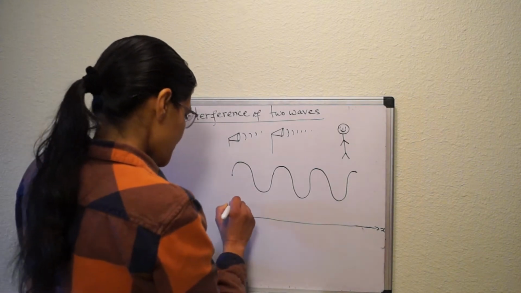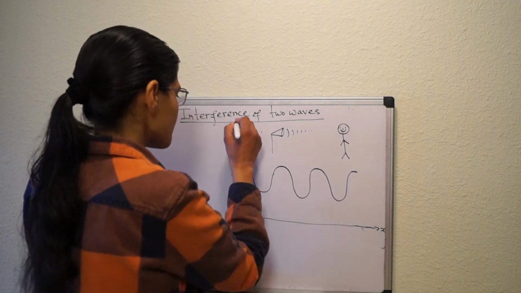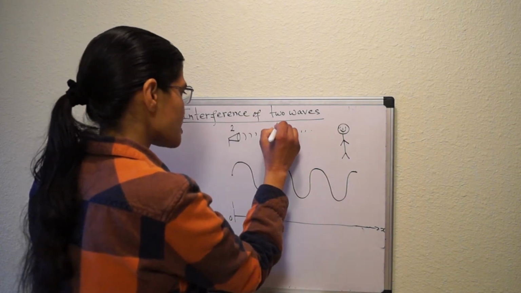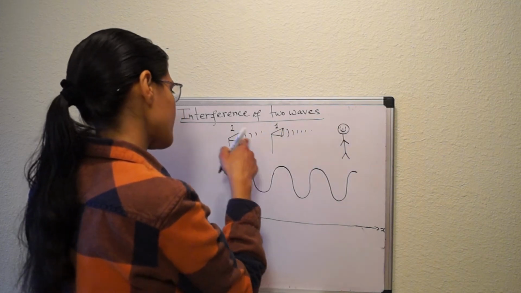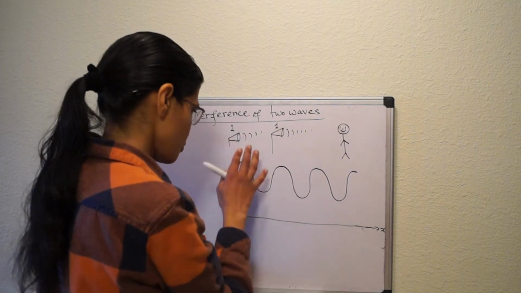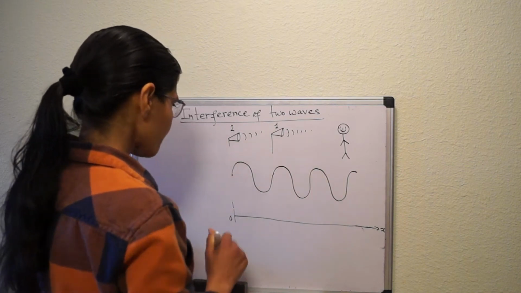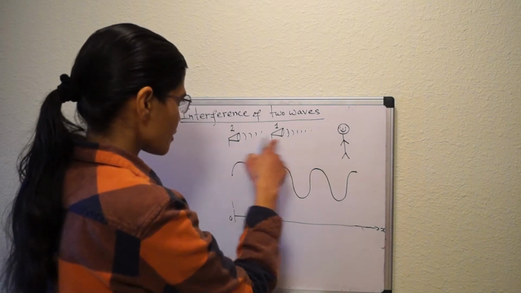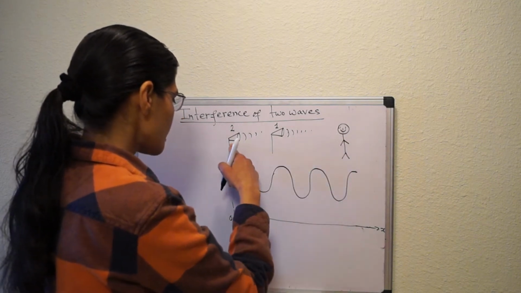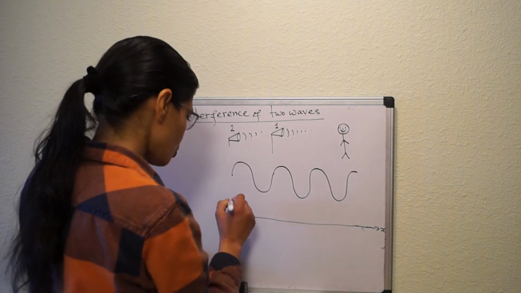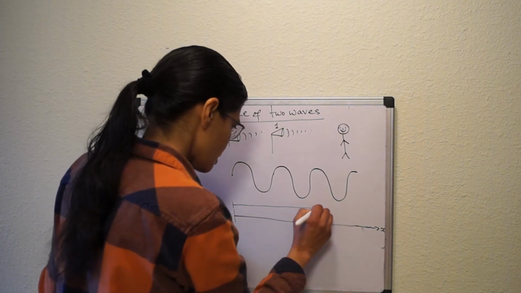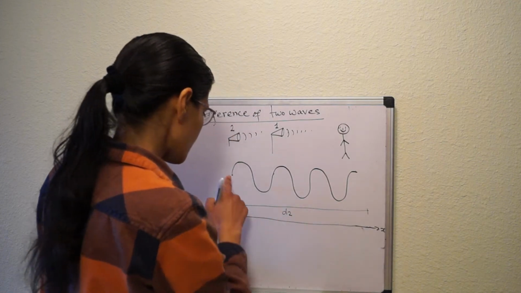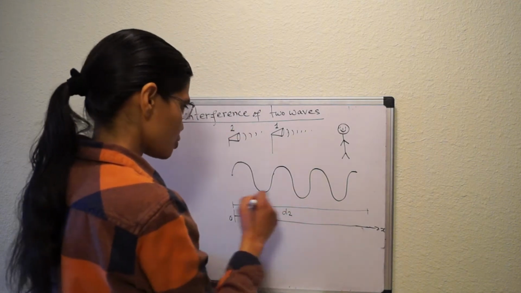Let us call this speaker 2 and this one speaker 1. The one closest to you is 1, the farther away is 2. It doesn't really matter as long as we are consistent through this. So let us call the distance of this speaker from where you are D2. So this thing is D2, the distance from here to this.